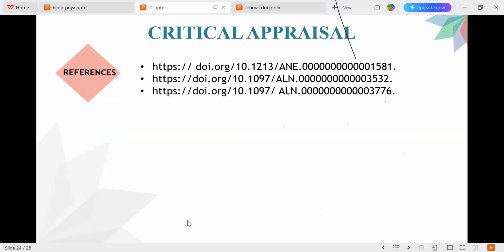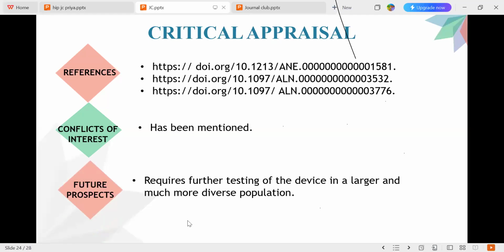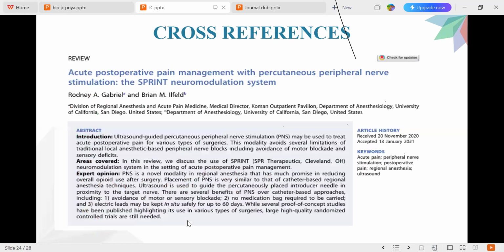These were the references given by the author, and conflicts of interest had been mentioned in the article. And future prospects: it requires further testing of the device in a larger and much more diverse population to assess the efficacy of the device. So, cross references.